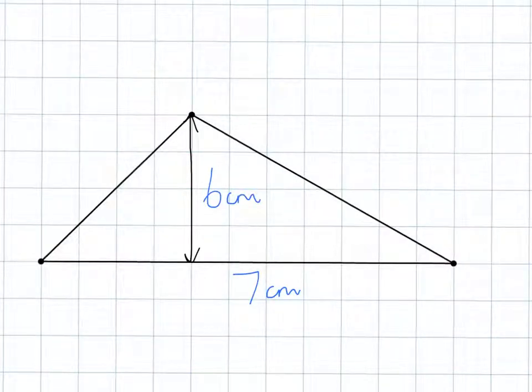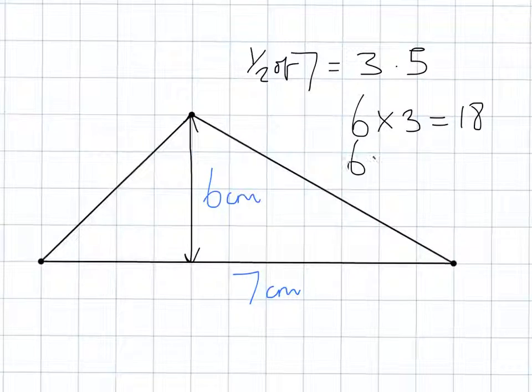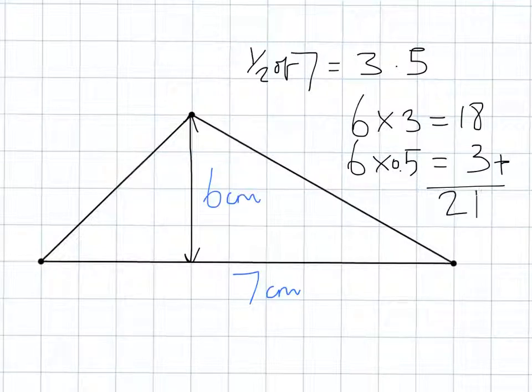Things become a little bit more difficult if you have a base which is an odd number, because halving an odd number is not as easy as halving an even number. But if we have 7, half of 7 is 3.5. What we then do is multiply the 3.5 by the 6, and I find it easiest to multiply the 6 by the 3 first, which would give me 18. Then if I think of 6 times 5 being 30, I think of 6 times 0.5 as being 3. I then just have to add these together and I'll have 21. So the area of this triangle is 21 centimetres squared.